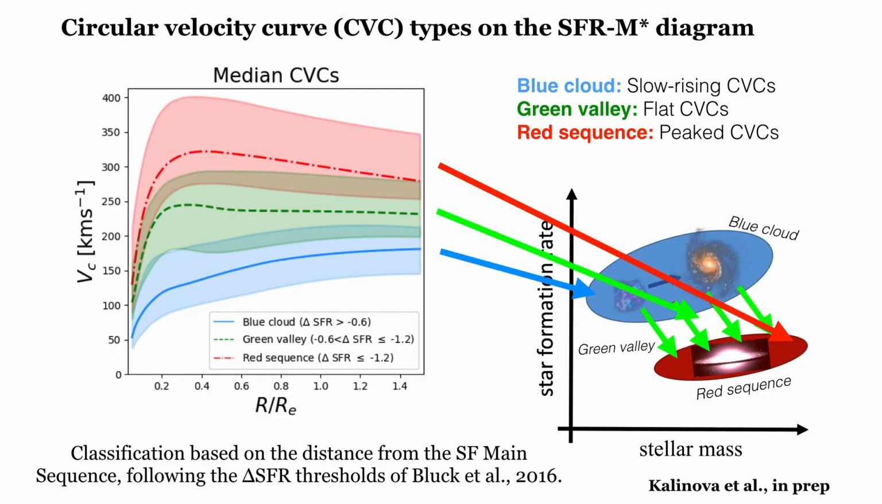We also perform an alternative classification based on the distance from the star formation main sequence, applying delta star formation rate thresholds of Black et al. 2016 to separate the galaxies into the blue cloud, green valley, and the red sequence. It gives a similar conclusion as the dynamical compass. Here we see that the blue cloud galaxies have slow rising circular velocity curves, while green valley galaxies have flat CVCs and the red sequence galaxies have peaked circular velocity curves.